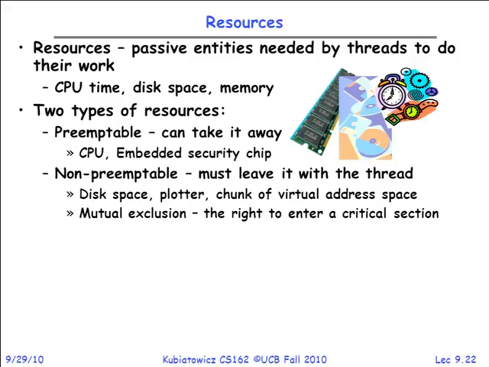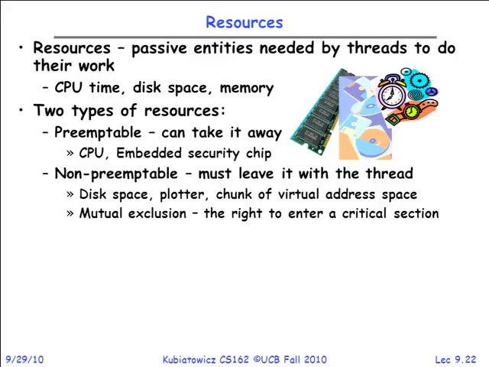Non-preemptible resources are ones where, if I take it away from a thread, it's likely that bad things will happen. For instance, disk space probably has data you care about in it. So if I arbitrarily take your disk space away, you might object to that, right? Or your thread might have problems.